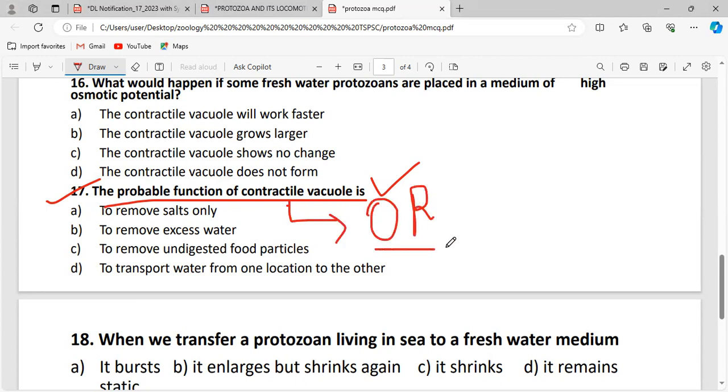What is osmoregulation? It is mainly the osmosis process, which means transferring the solute or the fluid from the higher concentration to the lower concentration. If the amoeba finds there is a lot of water inside the body, it has to expel it out. That is done by the contractile vacuole. If the animal needs water, then the contractile vacuole will suck the water from the surroundings and take it into the body of the amoeba. So the answer is to remove the excess water.